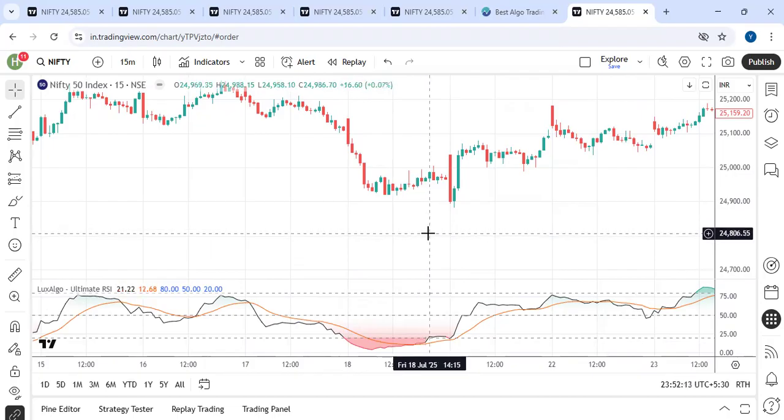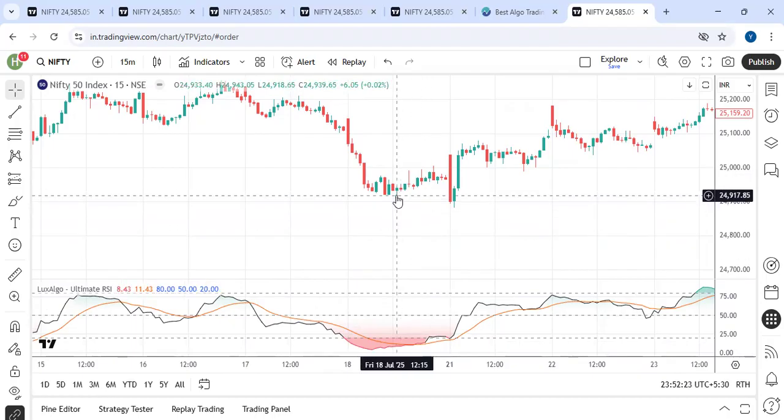But then, as you have understood, you should take your trade once it touches black. So 24,986.70. Your stop loss has to be around 24,917, 918. And ideally, you expect it to go and touch the levels of 50. And that is where you get out.